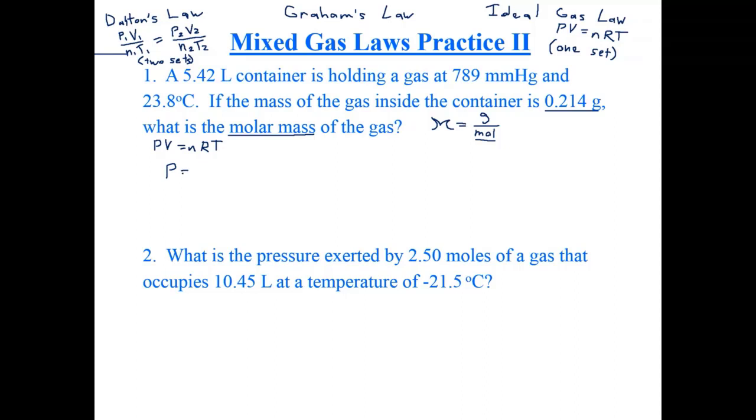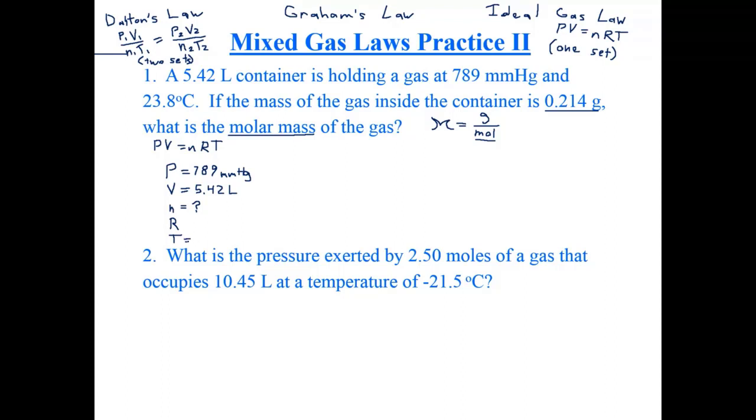What's the pressure? 789 millimeters of mercury. And what's the volume? 5.42 liters. Very good, 5.42 liters. And the number of moles, well, that's what I'm looking for, right? And then there's the R value, the ideal gas law constant.